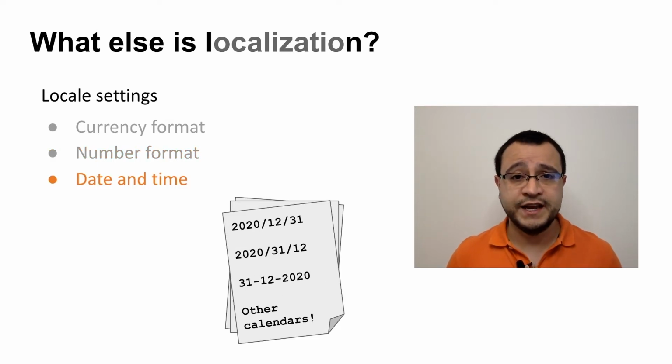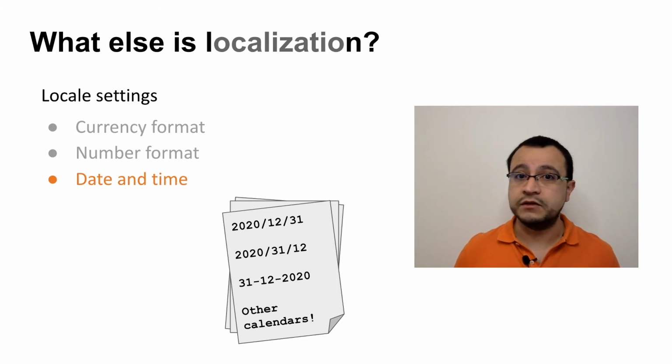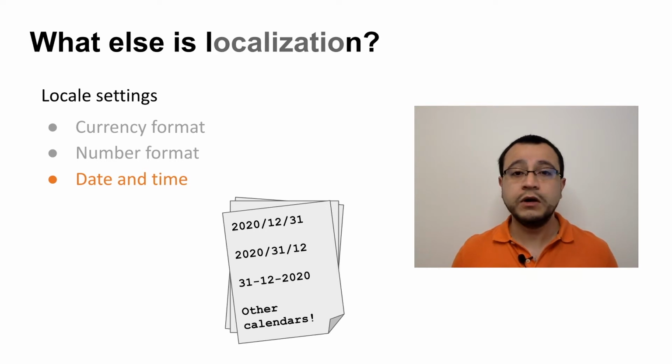Localization is also date and time. This means having the representation of standard years, months, days, hours, minutes, and seconds, how we order these elements, and how we display them for different calendars. This could be Gregorian, Julian, Chinese lunar calendars, Ethiopian calendars, or even calendars that are no longer in use.